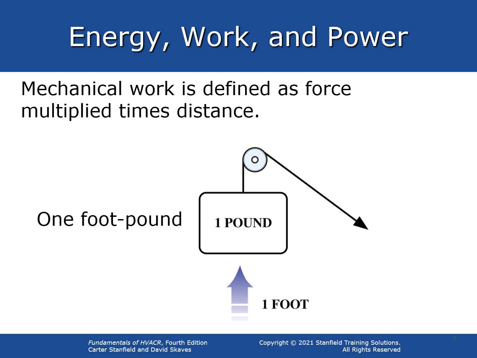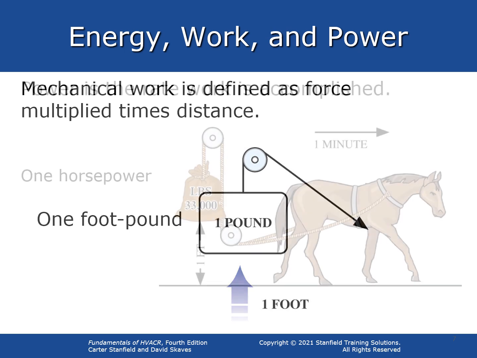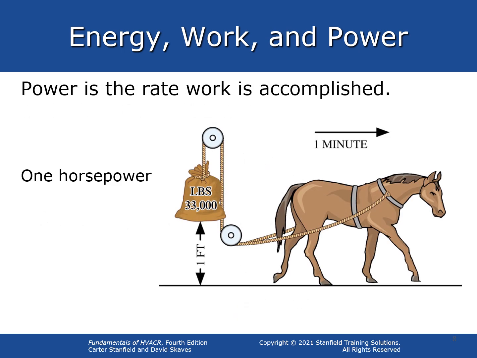Mechanical work is defined as force multiplied by distance. Moving a weight of 1 pound a distance of 1 foot requires 1 foot-pound of mechanical work. Power is the rate at which work is accomplished. Because it is a rate, time is involved. 1 horsepower is equal to moving 33,000 pounds a distance of 1 foot in a period of 1 minute.